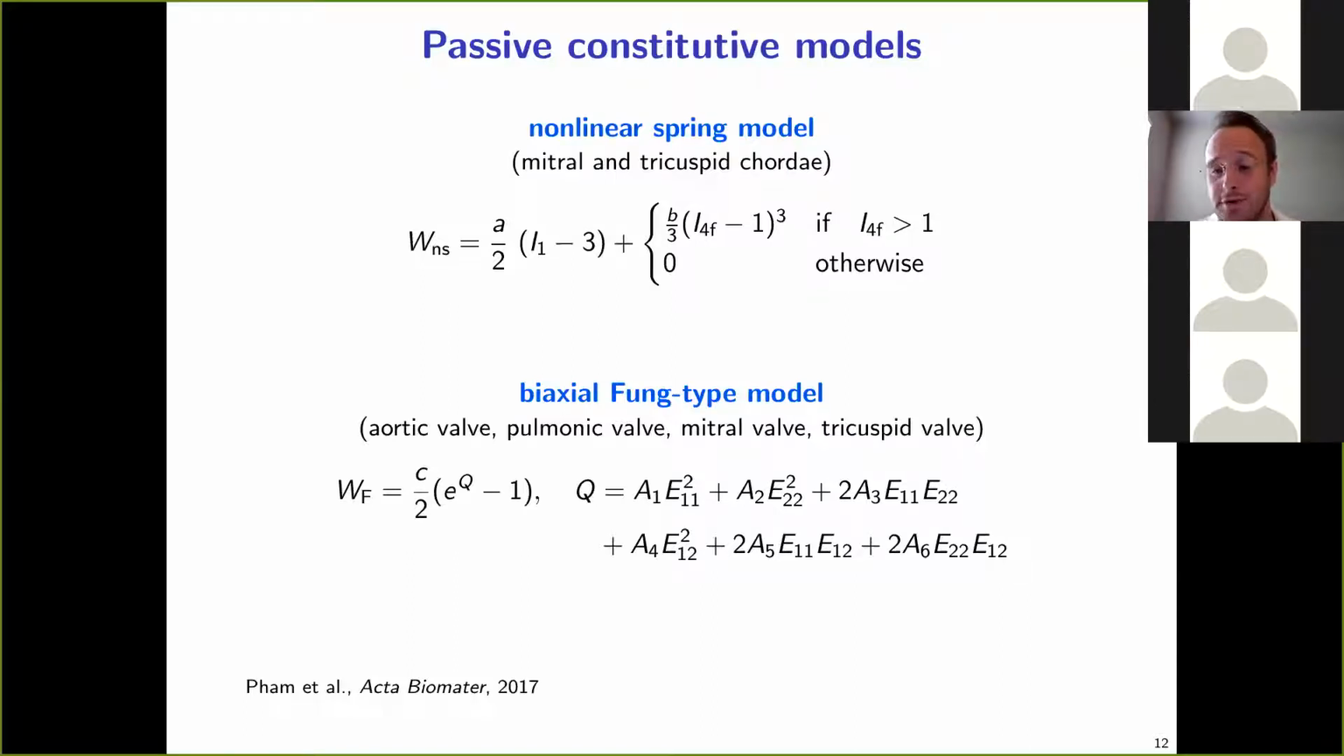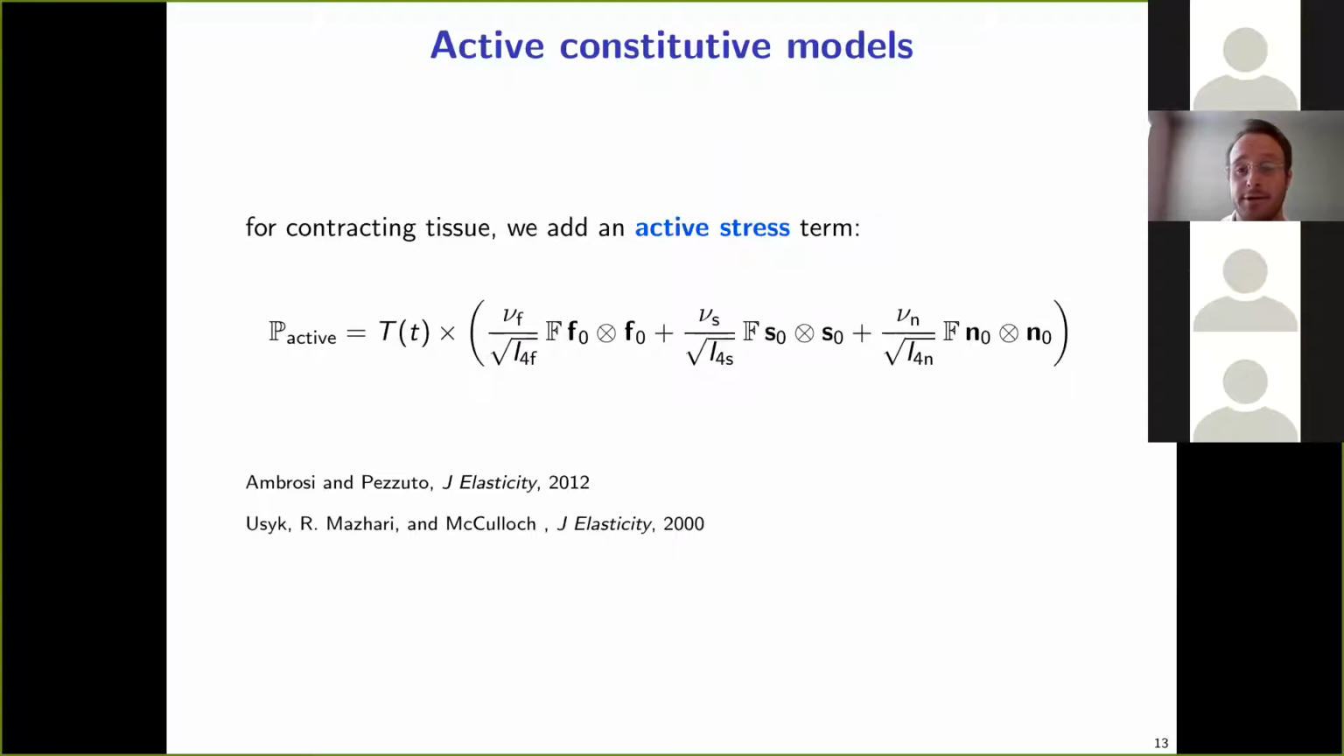The reason we're using this Fung-type model for the valves is because we have a paper from which we can get data for the parameters. It's actually derived from human data for all four valves. So that's why we're using this Fung-type model.